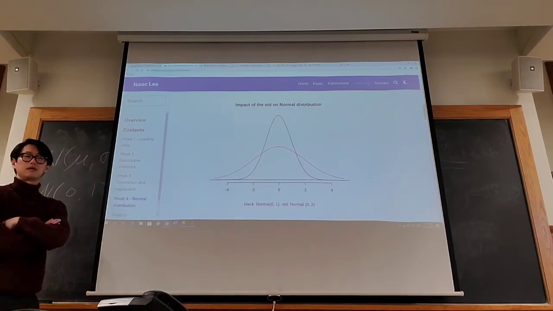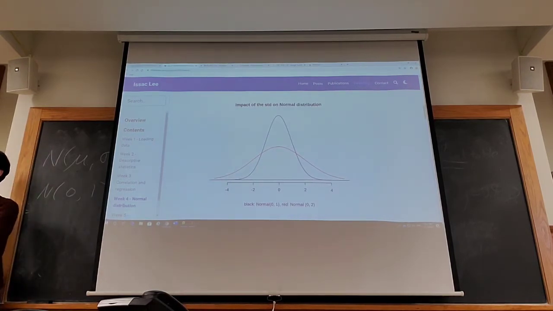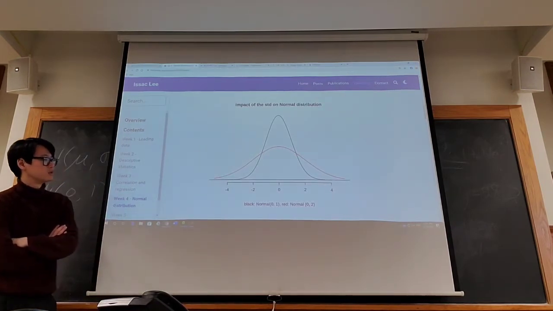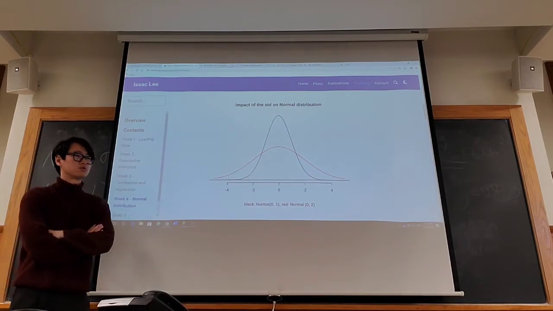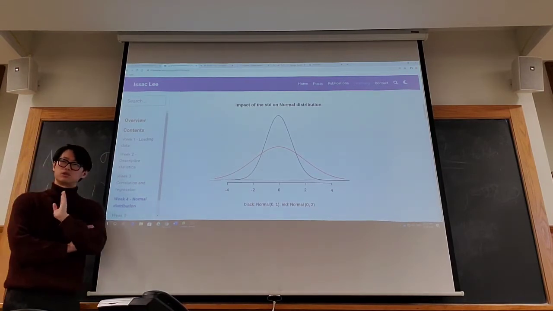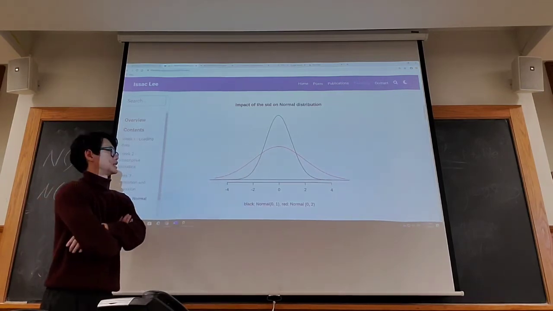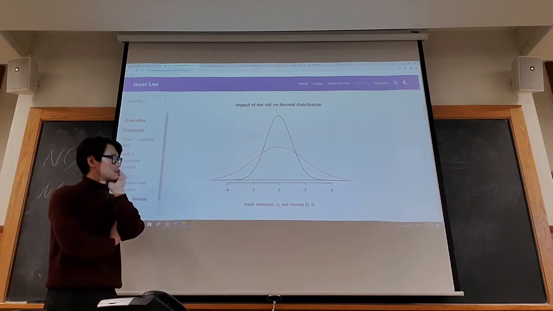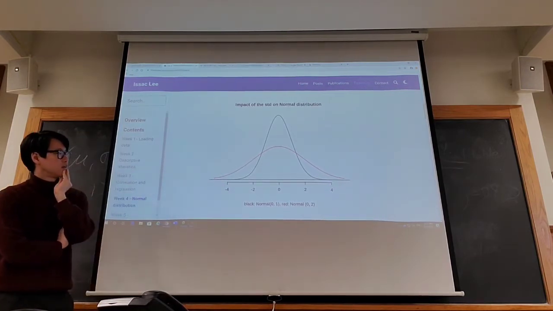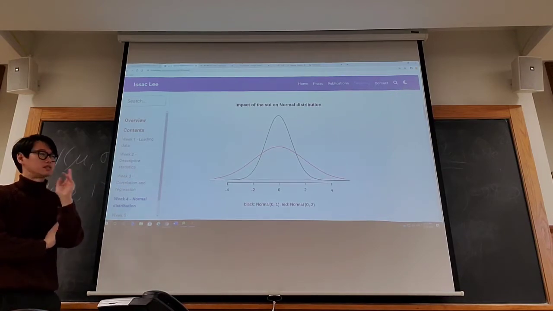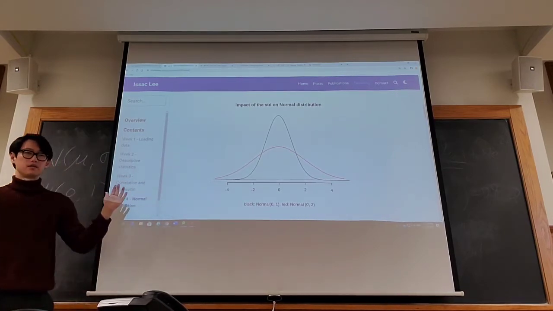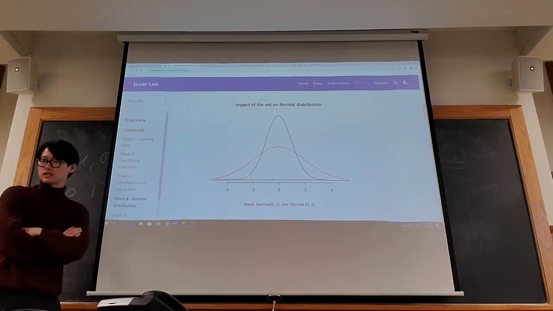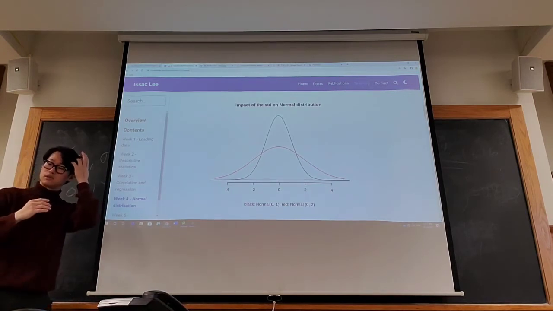So if the mean changes, the distribution itself shifts. How about if we have the same mean but different standard deviation? We have two, black and red. Black is the normal 0, 1, and red is the normal 0, 2. We have the same mean, which means the two distributions are centered at the same position, which is 0. And since the red one has a higher standard deviation, we can see that the red is more widely spread. So sigma, in that sense, controls the spread of the distribution.